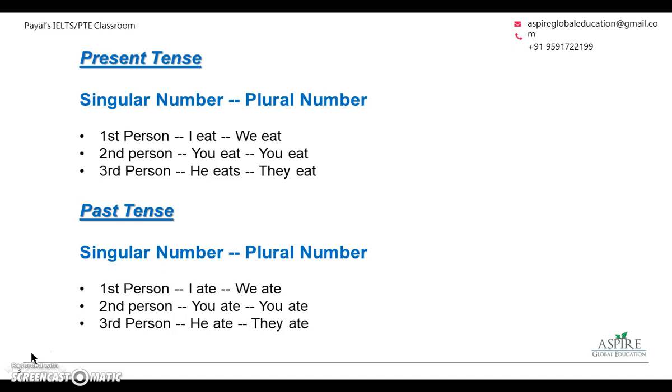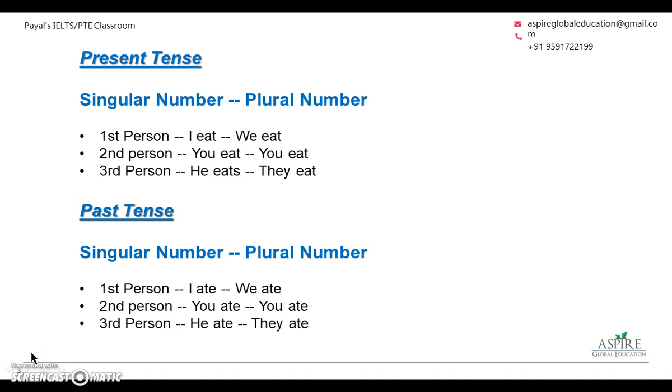So just remember one thing. In fact, a lot of students think that when I have birds with an S, then I should have eats also with an S. But it is the other way. Birds eat, bird eats. Similarly, he is singular, so my singular form of eat is eats. My plural form of eat is eat. So he eats, they eat.